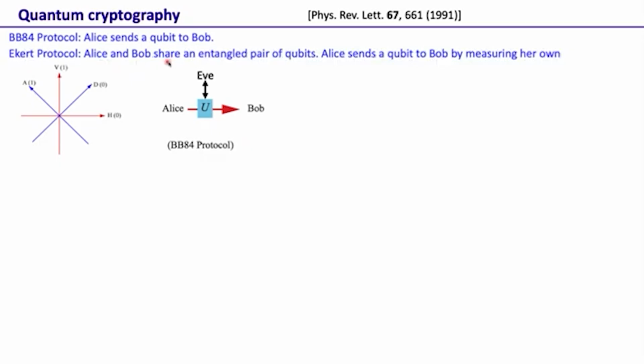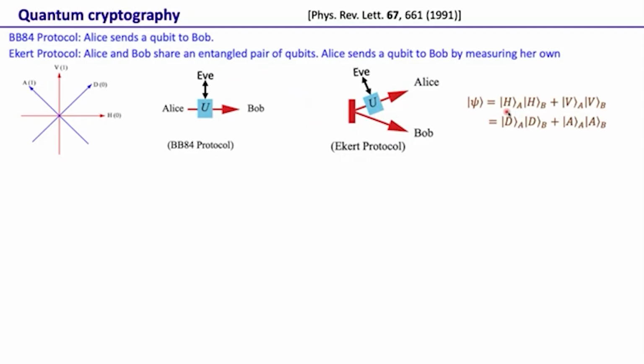In this, Alice and Bob share an entangled pair of qubits, and then Alice sends a qubit to Bob by measuring her own. So what that means is that here it's single photon based, but here it's entangled. There are two entangled photons which Alice and Bob share, and so for example, Alice and Bob can share the state HH plus VV. This can also be written in the diagonal anti-diagonal basis as DD plus AA. So in BB84, Alice just sends a photon to Bob. In this one, of course, the pair of photons are being sent to Alice and Bob.